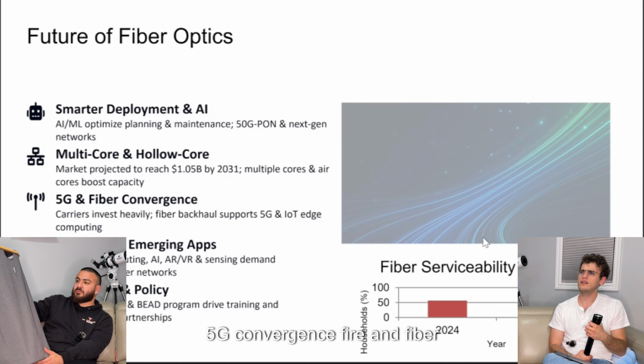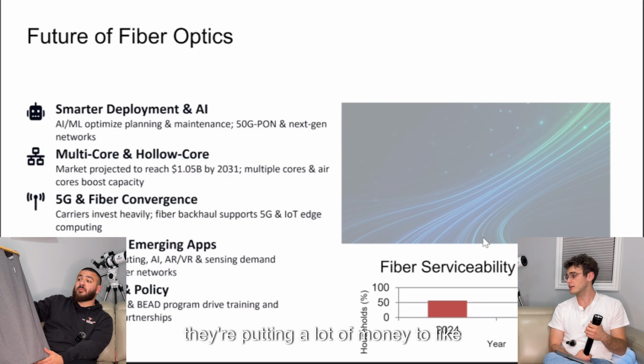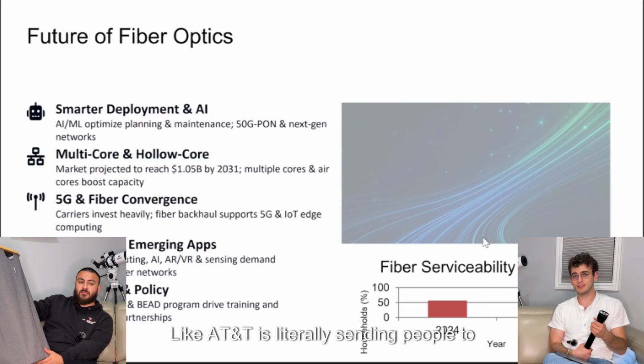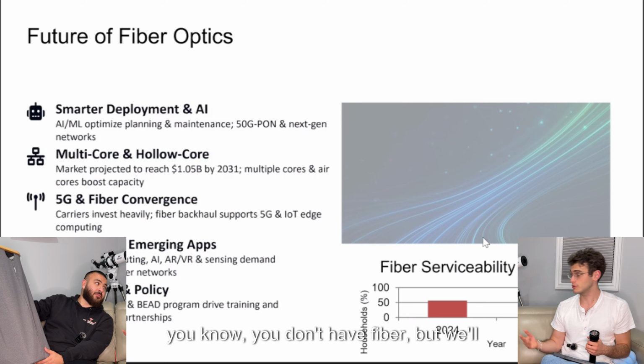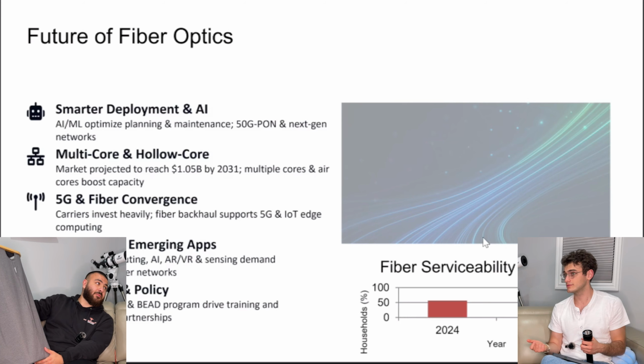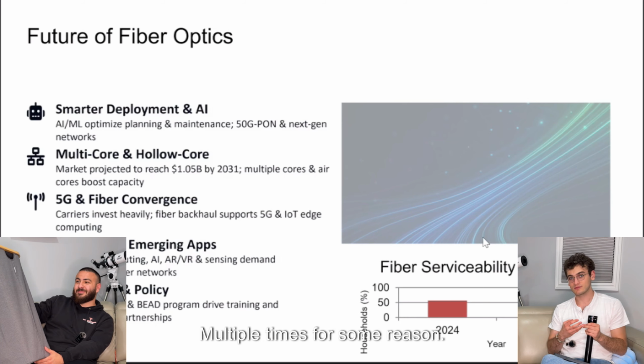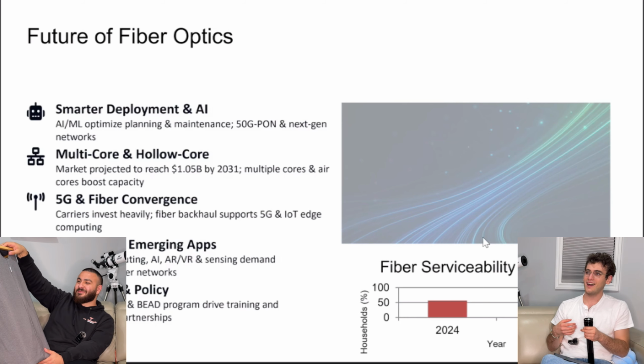5G convergence and fiber carriers invest heavily. They do. They're putting a lot of money to compete with each other. AT&T is literally sending people to other people's houses to be like, hey, you don't have fiber, but we'll give you 2. And I was like, okay. And a $20 Visa gift card. Multiple times for some reason.